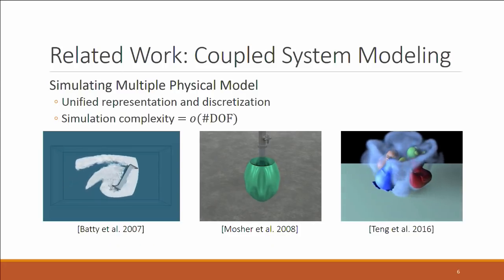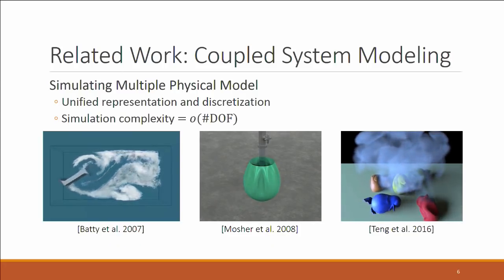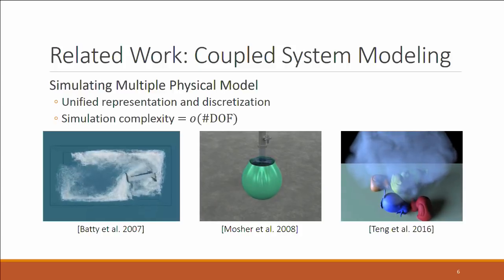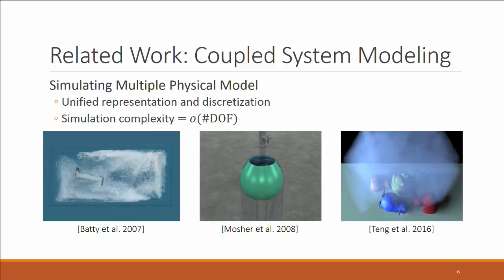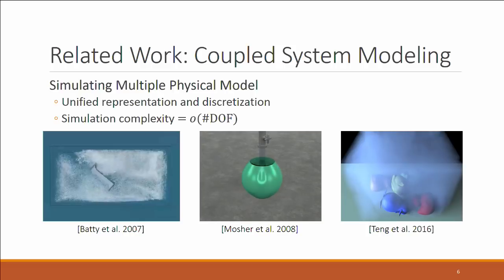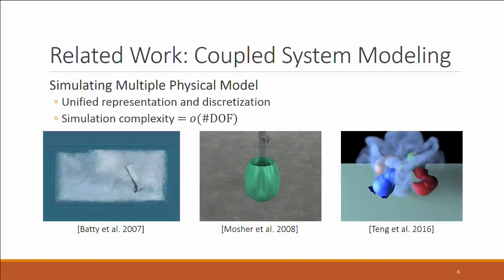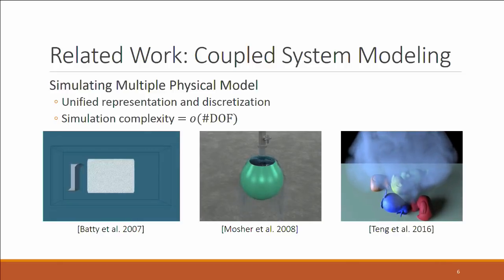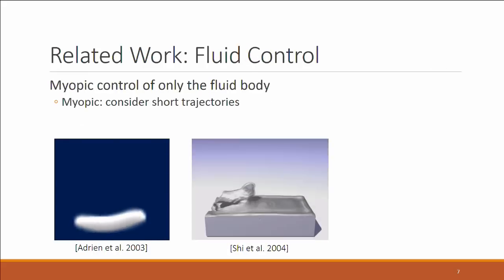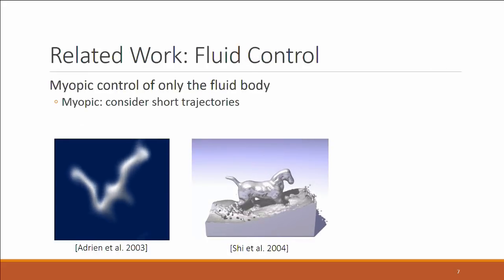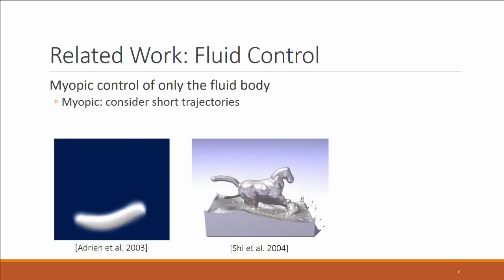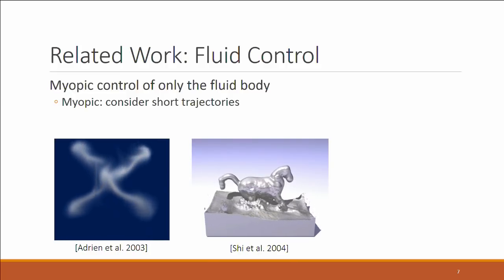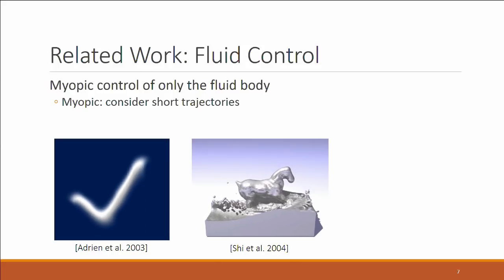So I'll first talk about some previous work leading to our method. First, we know that modeling this coupled dynamic system is largely a solved problem. The state-of-the-art simulator can bring multiple dynamic models into a unified representation, but the simulation cost is still high, at least proportional to the number of degrees of freedom. But controlling this coupled system is way more challenging. The existing methods for fluid control can only provide myopic control of a single-phase fluid, either smoke or liquid.